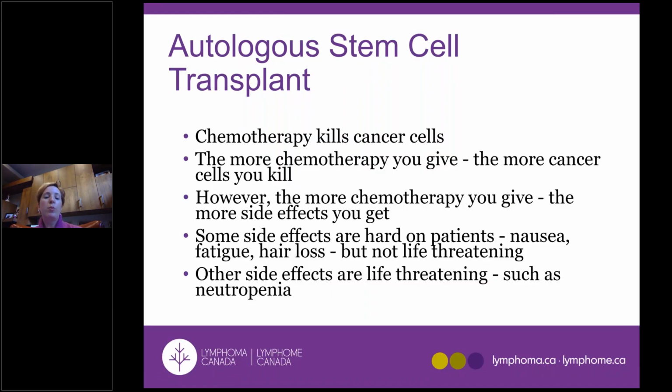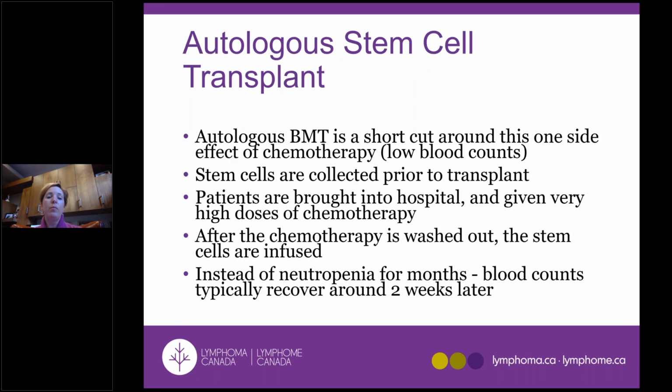So I just wanted to talk briefly about autologous stem cell transplant. The idea of this is that chemotherapy, as you heard earlier, kills cancer cells. And sometimes when cancer cells are not responding to chemotherapy, one way to overcome that is just to give more, give a very high dose. So the more we give, the more we can kill the cancer cells. However, chemotherapy has a lot of side effects, and as we increase the dose, the life-threatening side effects become increasingly problematic. So an autologous stem cell transplant or autologous BMT is a shortcut around this side effect of chemotherapy of increasing toxicity and increasing low blood counts.